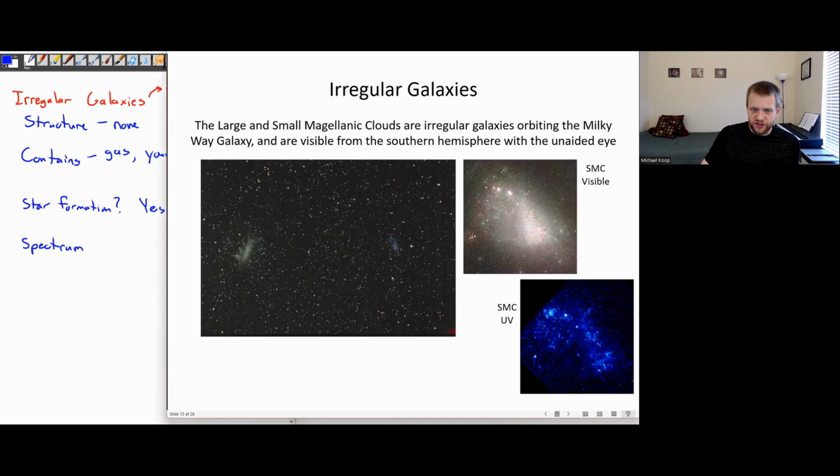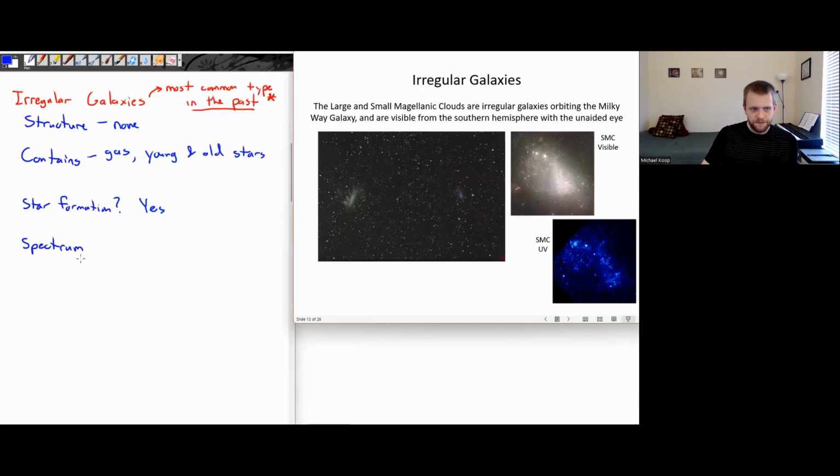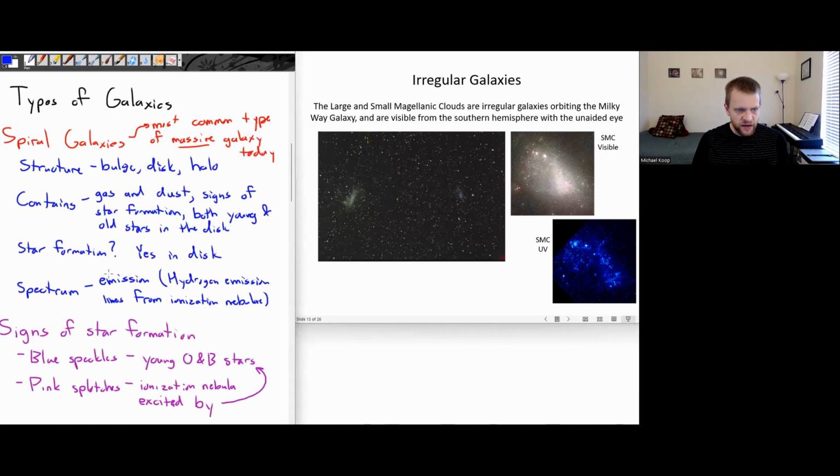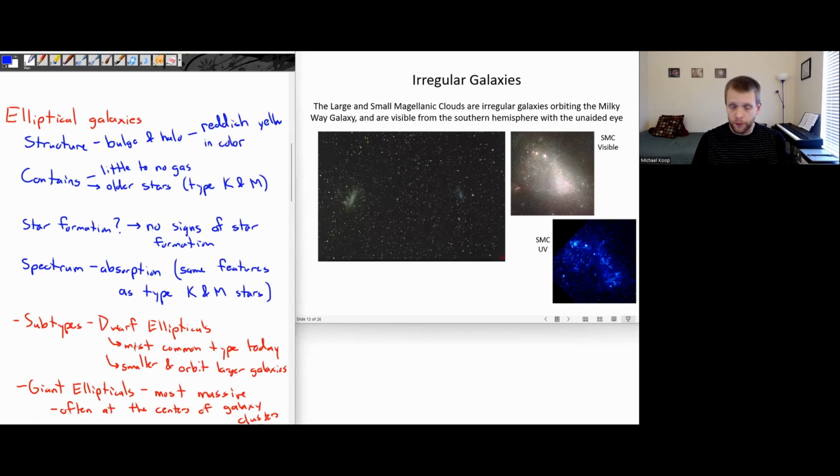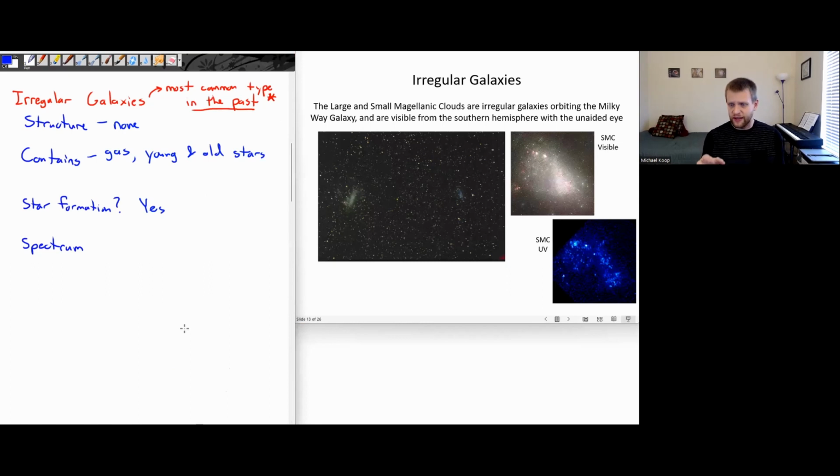What about the spectra of these irregular galaxies? In terms of their spectra, how are they going to compare? Pause the video for a second and try to think through which spectrum this sounds more like based on what we've talked about with these irregular galaxies. The emission spectrum that we had for those spiral galaxies, or the absorption spectra that we had from those elliptical galaxies. Pause the video for a second and think, which kind of spectrum do we think these irregular galaxies are going to be giving off?